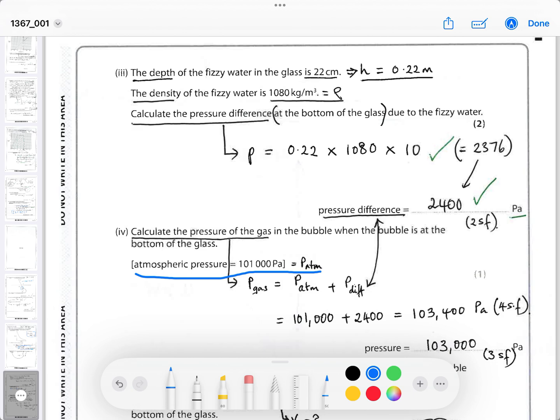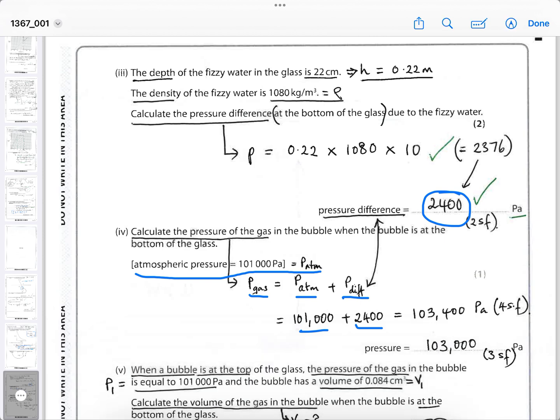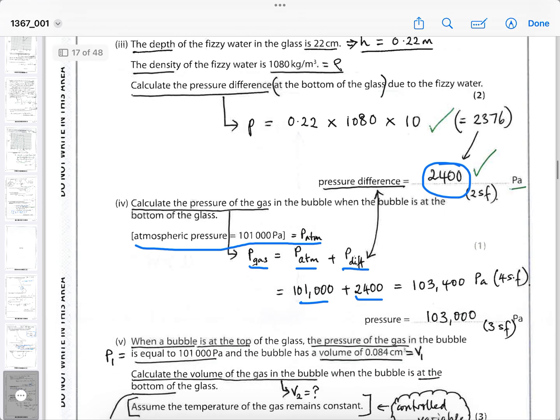So they want you to calculate the pressure of the gas in the bubble when the bubble is at the bottom of the glass. So the pressure of the gas is equal to the atmospheric pressure plus the pressure difference, which you just worked out, 2,400. So you add the 101,000 with the 2,400, and you'll get approximately 103,400. And again, you can round it up to 3 significant figures. So that's the next question.